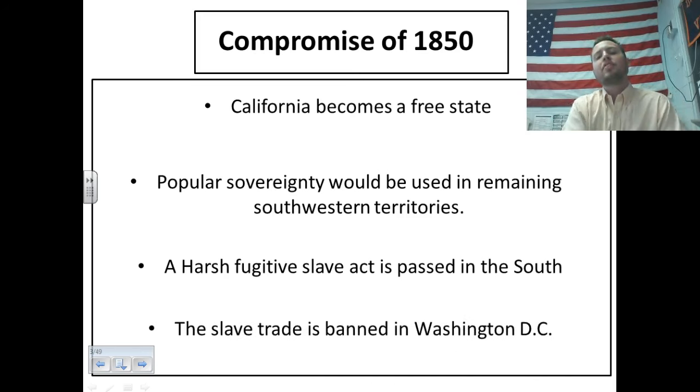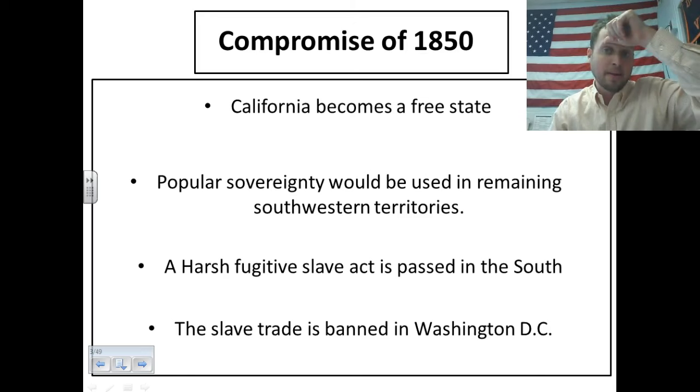And last one, the slave trade is banned in D.C. Now, this is not slavery. This is just the slave trade, the buying and selling of slaves in the capital city of the United States. And those are the Compromise of 1850.